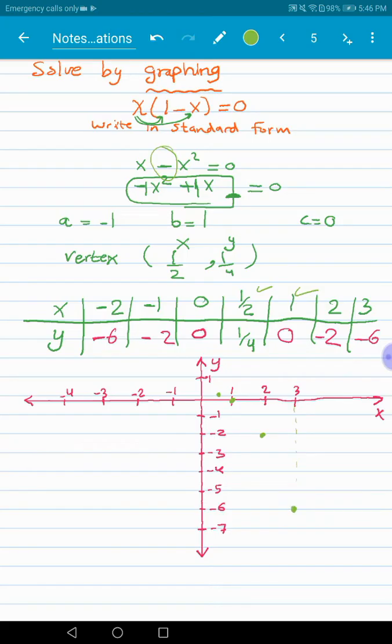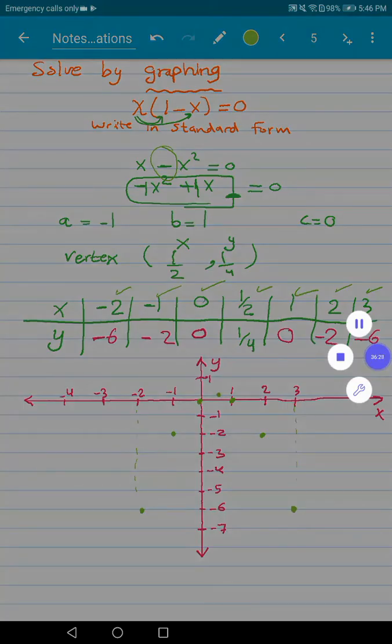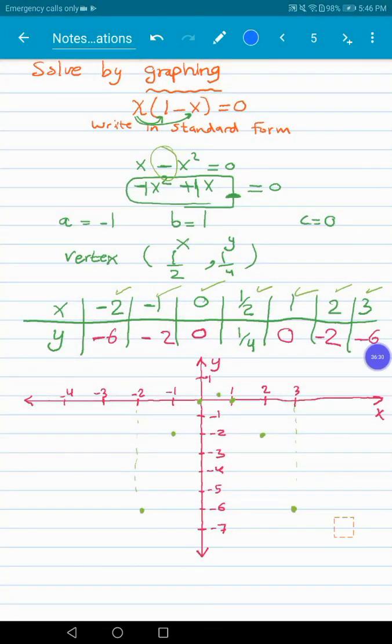The other side. 0 and 0, it's here. Negative 1 and negative 2, which is here. Negative 2 and negative 6, which is approximately here also. Now join the points, taking in consideration to pass through the vertex.